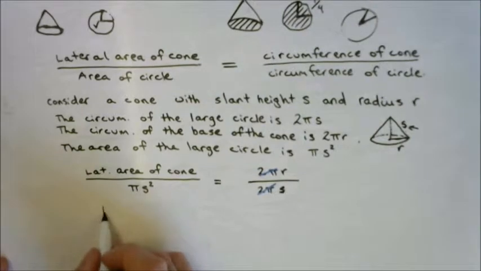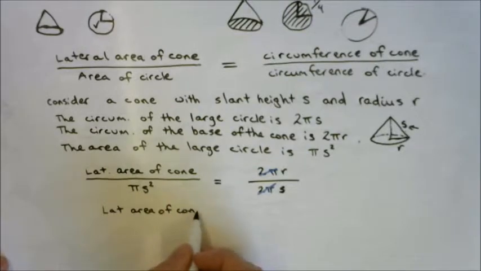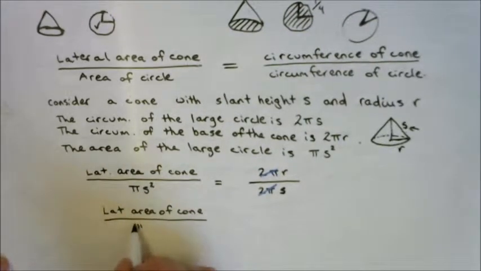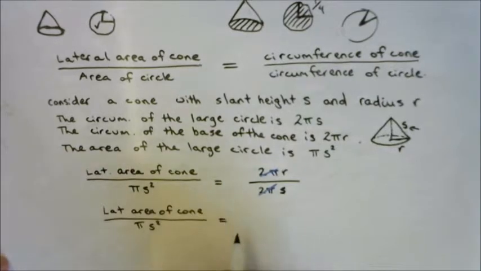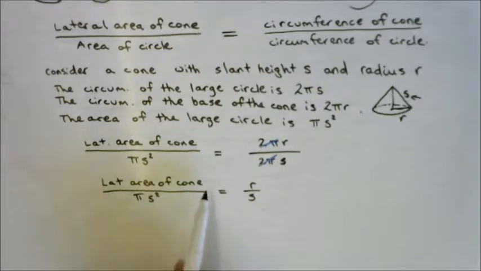So now we have the lateral area of the cone over pi s squared is equal to r over s. Now, if I'm trying to isolate the lateral area of the cone, what should I do next? I want to get this numerator by itself. Right now it's being divided by this big chunk. So I multiply by the whole denominator. I'm going to multiply both sides by pi s squared.